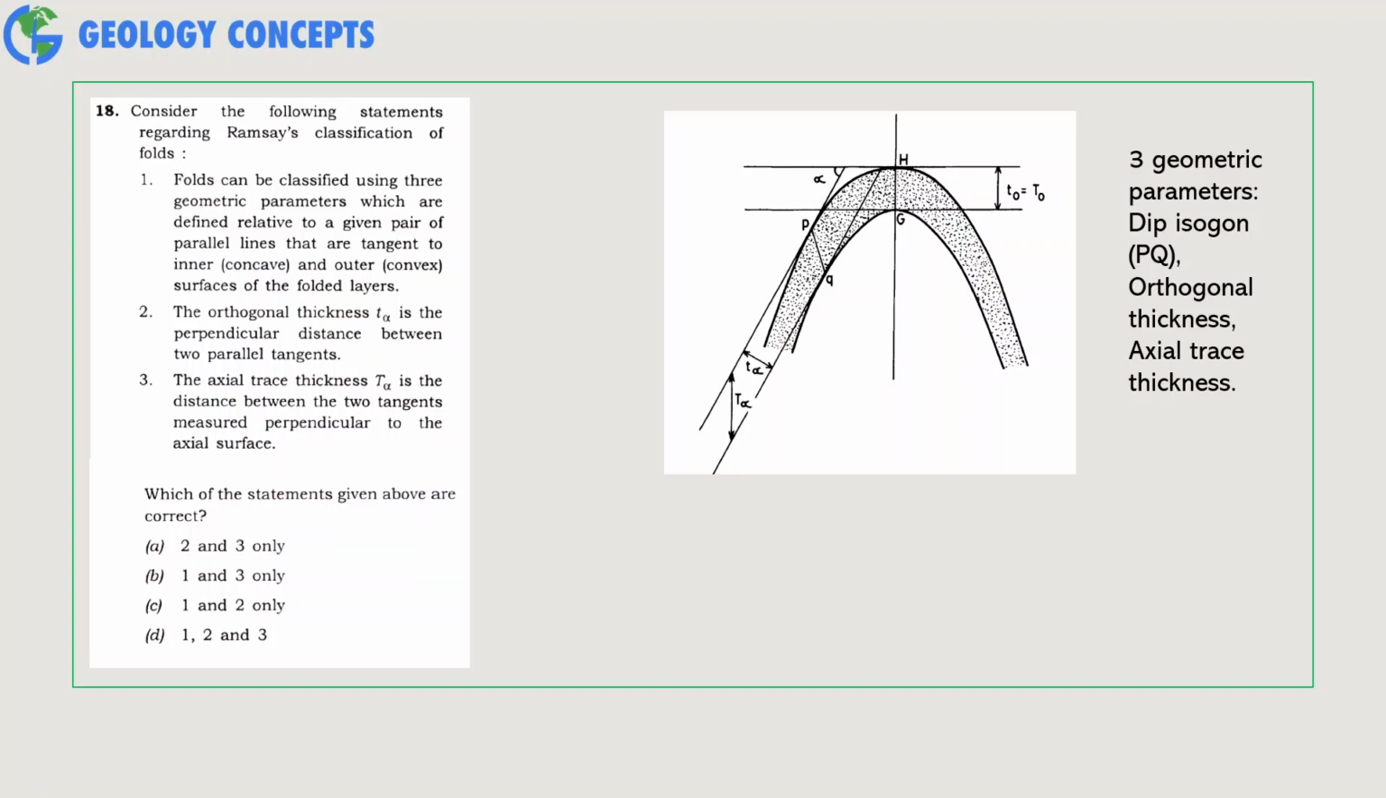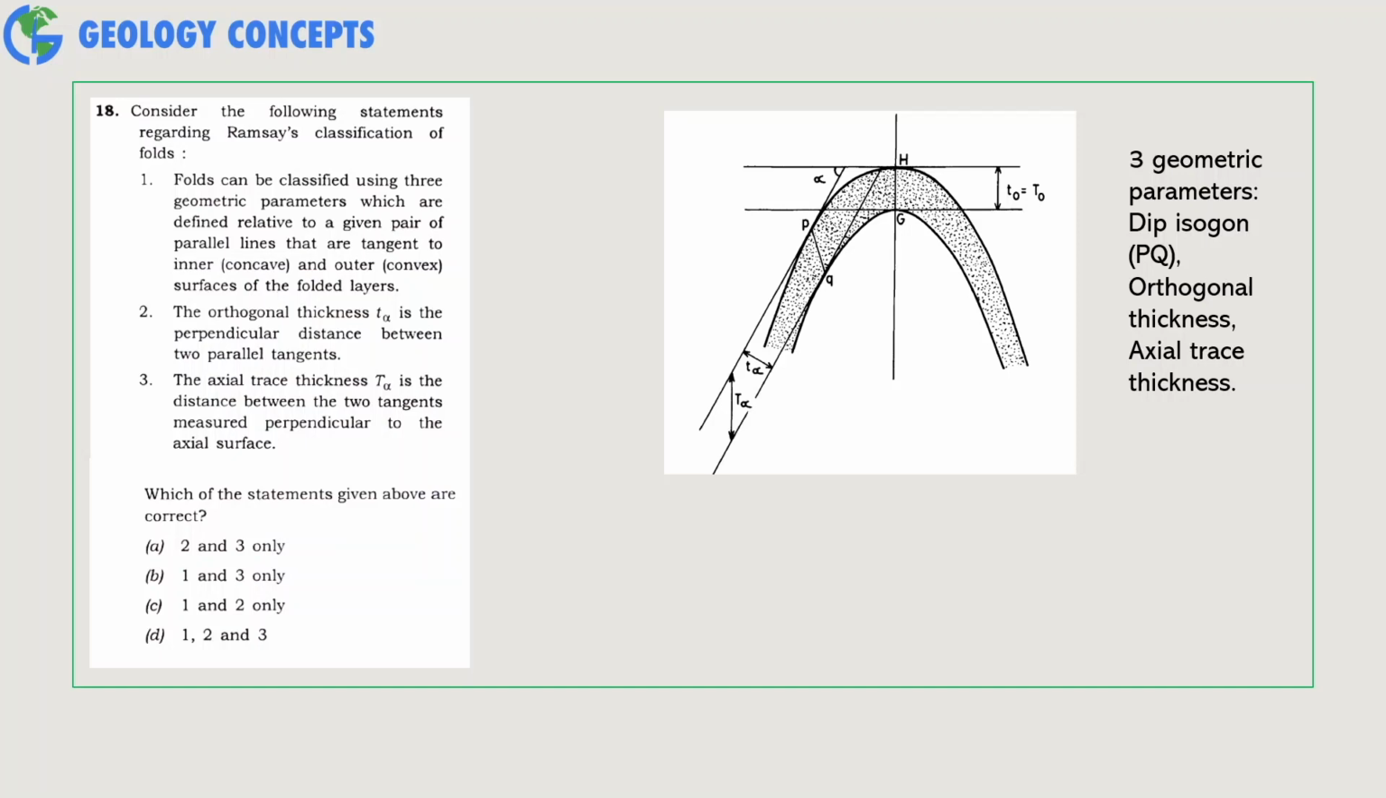The first statement says fold can be classified using three geometric parameters which are defined relative to a given pair of parallel lines that are tangent to inner concave and outer convex surfaces of the folded layers. So according to Ramsey's classification, folds can be classified using three geometric parameters, that is dip isogon, the PQ line you are seeing here, orthogonal thickness, and axial trace thickness. As you can infer from the diagram, this orthogonal thickness t alpha is the perpendicular distance between the parallel tangents. So option 2 is also correct.